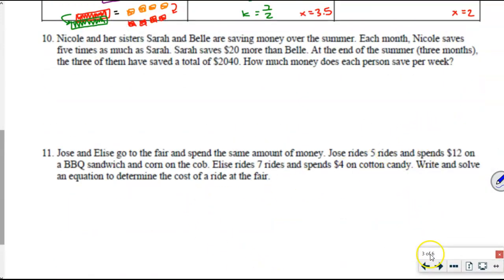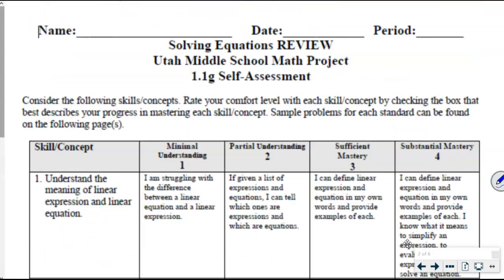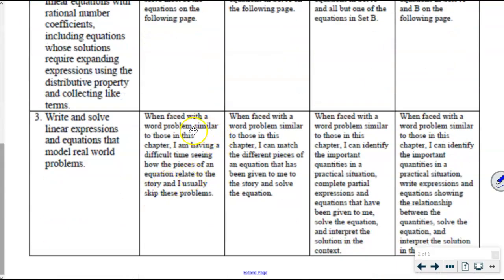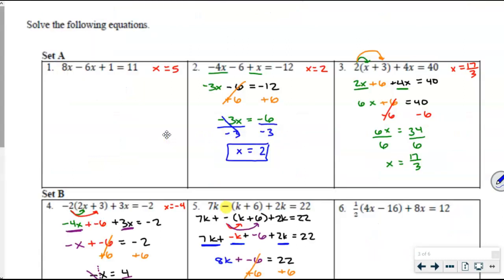10. Any ideas on how we should get started here? Okay, so we should probably really be studying this. And with only 2 hands in the room, we should probably rate ourselves pretty low on that self-assessment: when faced with a word problem similar to those in this chapter, I am having a difficult time seeing the pieces of an equation, how they relate to the story. So you should probably rate yourself here. The 3 whose hands are up, let's see how you did.